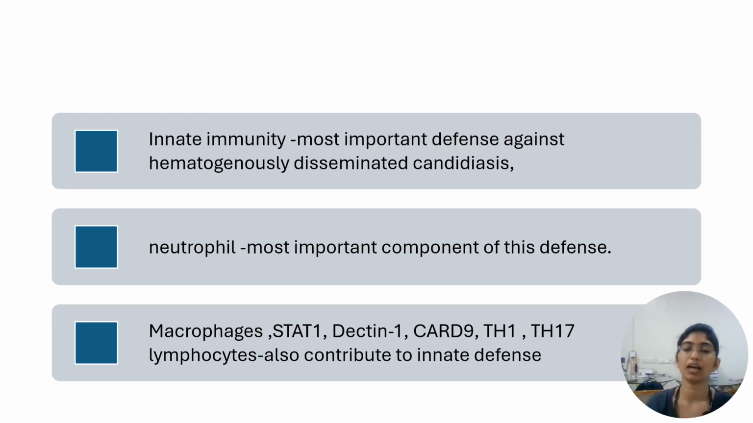Against this, our innate immunity is the most important defense. Among innate immunity, the neutrophil is the most important component of this defense. Along with neutrophils, macrophages, the STAT1, Dectin-1, Card9 pathway, and Th1 and Th17 lymphocytes also contribute. But the neutrophil is the most important component of this defense, and that is why in neutropenic patients, candidiasis is more common.